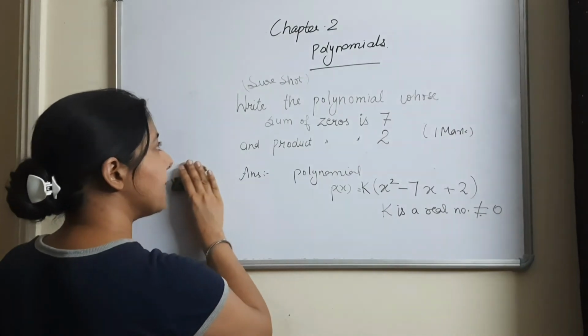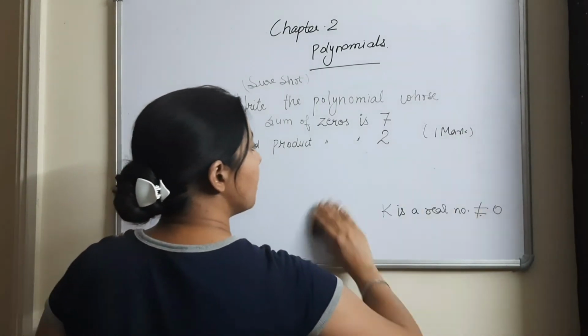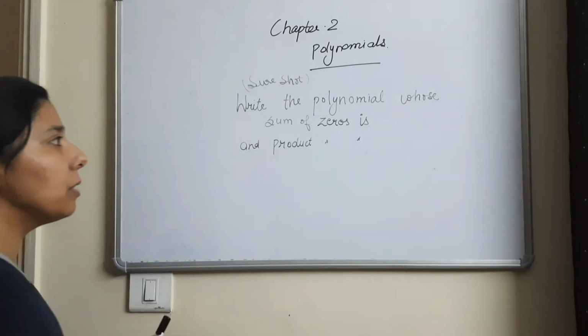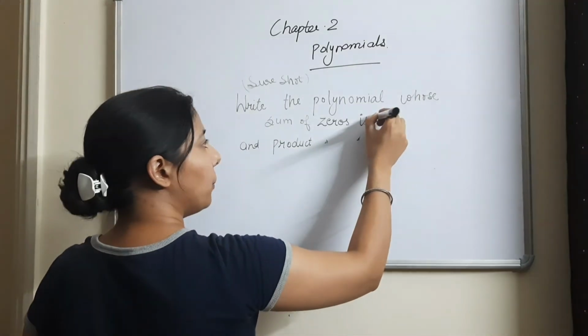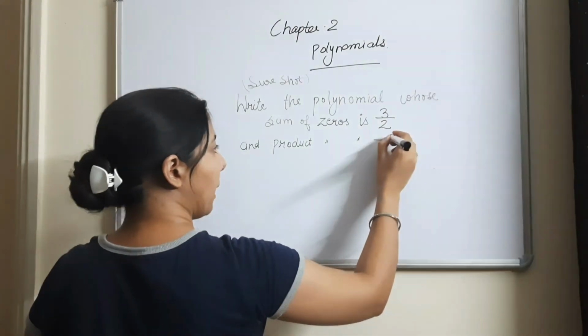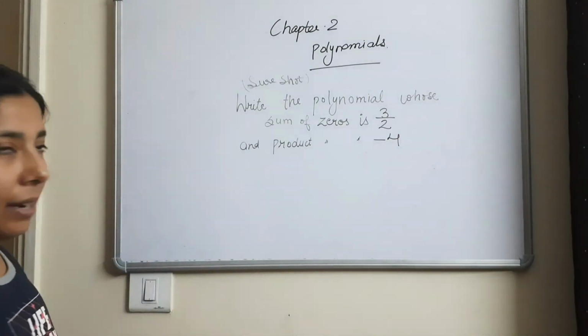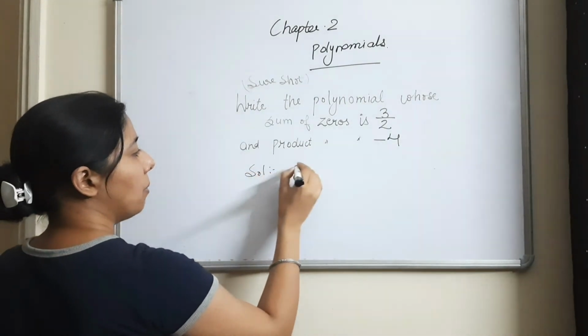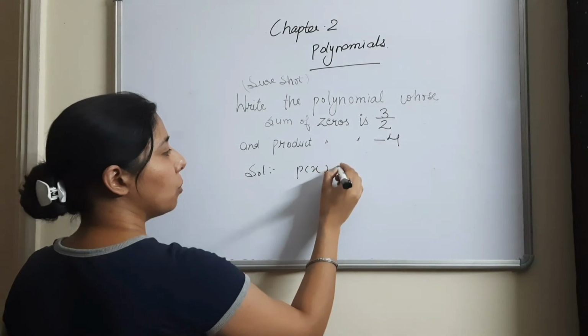So let's take one more example on this. Write a polynomial whose sum of zeros is, let's suppose, 3 by 2, and the product of zeros is, let's suppose, minus 4. Fine. Now what will we write for the solution? We will write polynomial p(x) is equal to, yes, what?